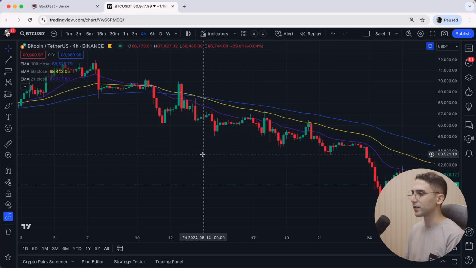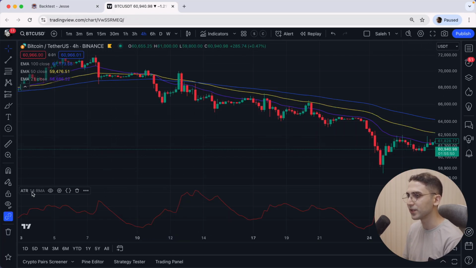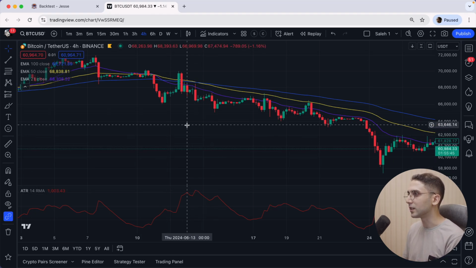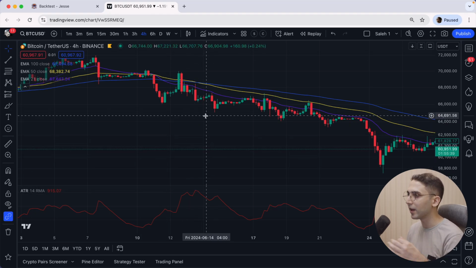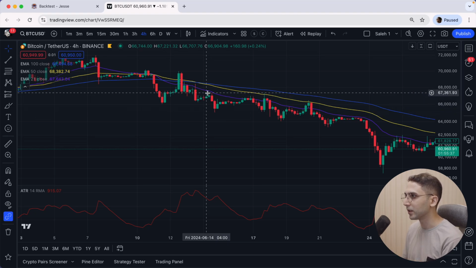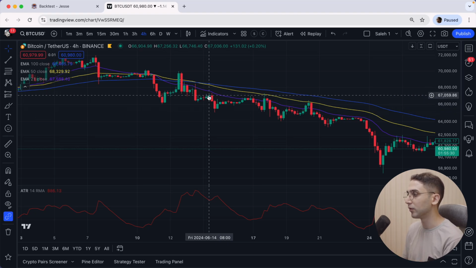As for the stop loss, I'm going to use the ATR indicator, which is one of my favorites when it comes to setting the stop loss. What it does is it tells us the average price that every candle is changing. So for example, at this point in time, when we are opening the position, the average true range is $886.